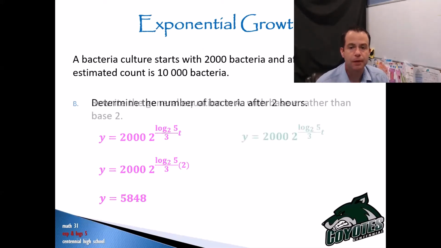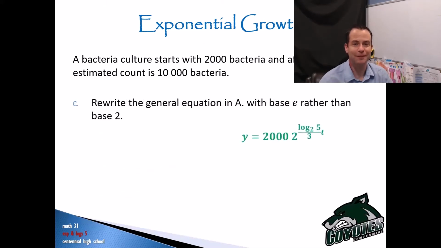5,848. Okay, now here's where it gets fun. Rewrite the general equation in base A with base E rather than 2. What I want to do is write this exact same equation, except instead of a doubling time, I'm going to have an E time. I'm going to have my rate be 2.7818, Euler's number, instead of 2. Okay, well, how would I go about doing that?